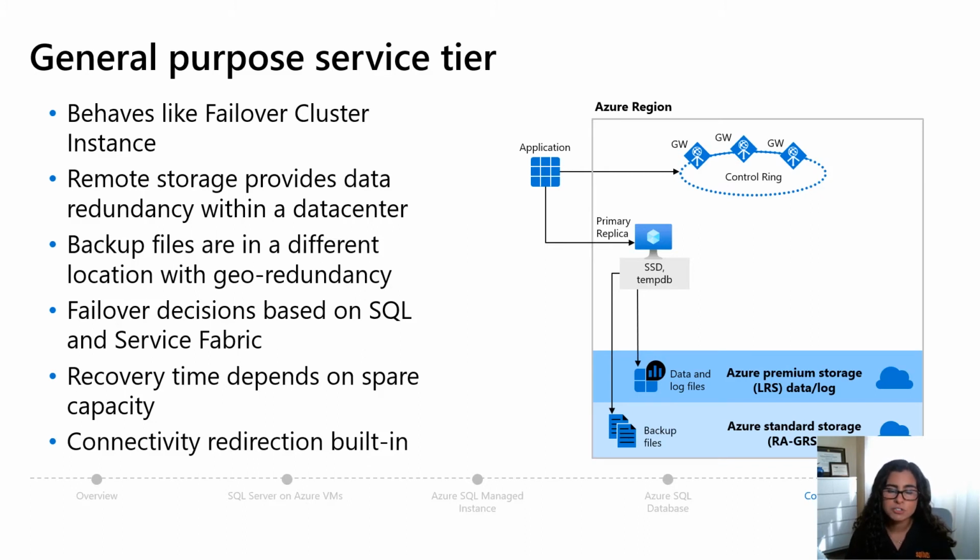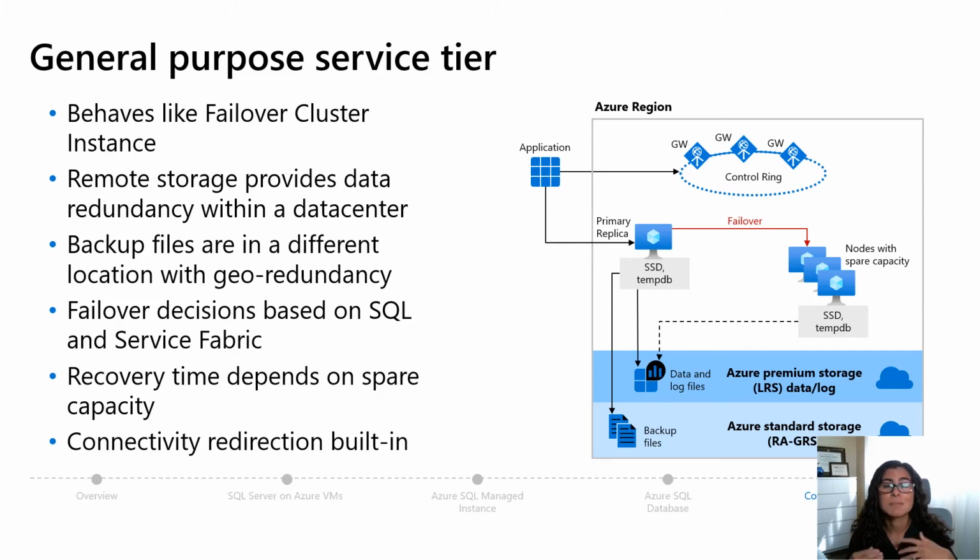Now, if a failover needs to occur in the general purpose service tier, like a failover cluster instance, we're going to look for a node with spare capacity, and then we'll kind of fail you over. And the connectivity redirection is going to be built in.